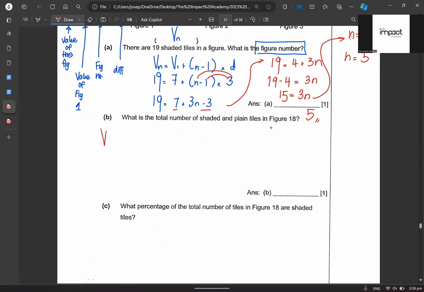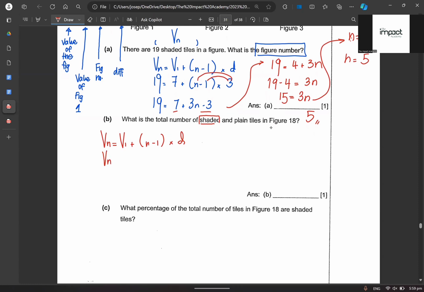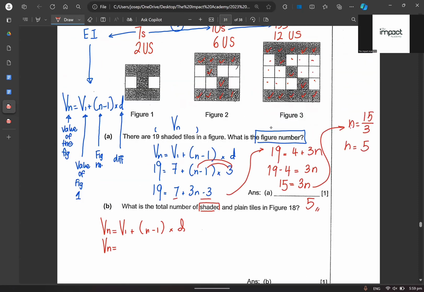Use back the formula. Vn equals V1 plus bracket n minus 1 times d. Let's find the shaded first. Can we all find the shaded first? Am I making sense? Vn remains as Vn, correct or not? Your V1 is what? 7.